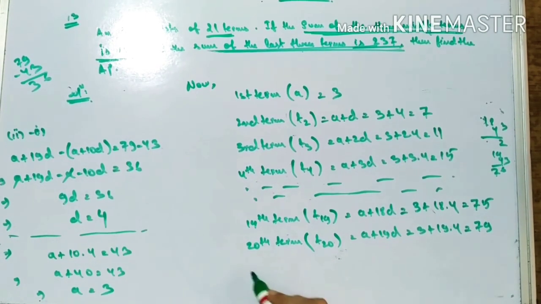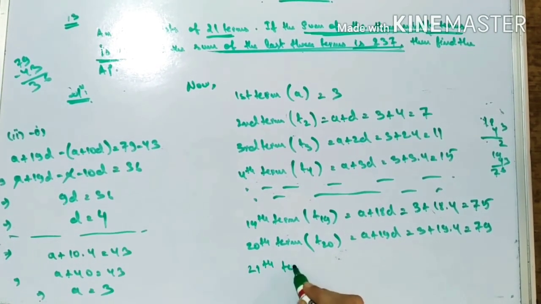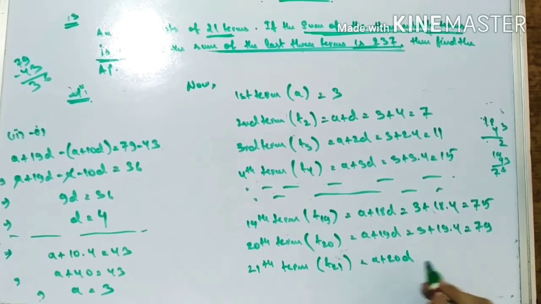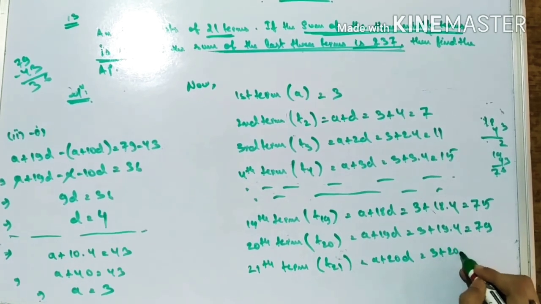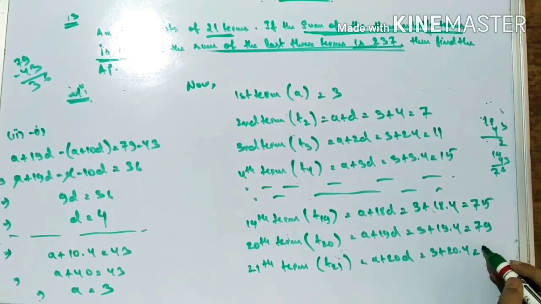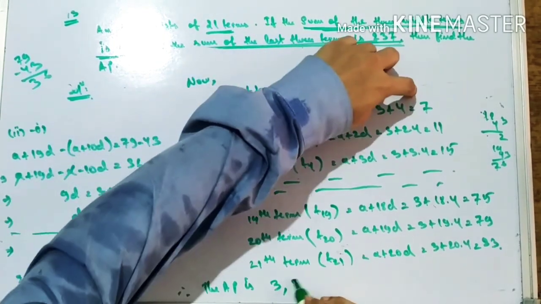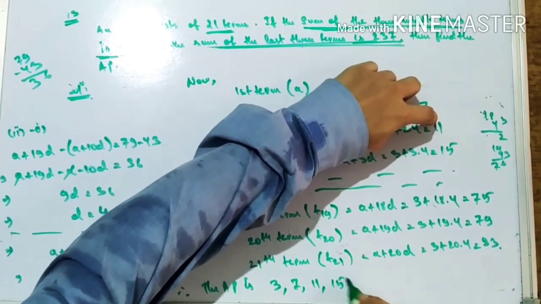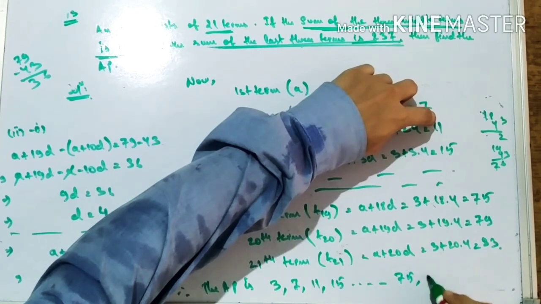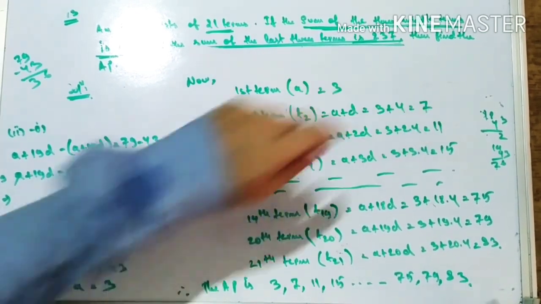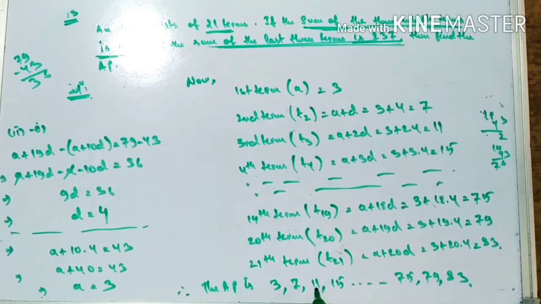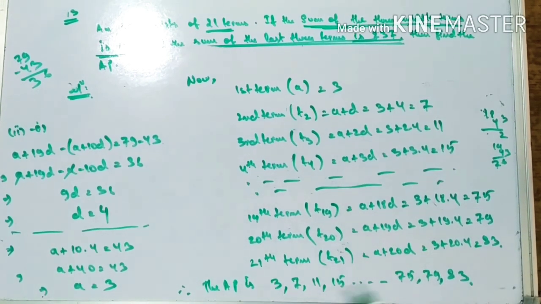Then next, the 21st term. This is the last term. T21 is equal to a plus 20d, equal to 3 plus 20 into 4, which is 80, plus 3, 83 I will get. Understand? So therefore the AP is 3, 7, 11, 15, dot, 75, 79, 83.